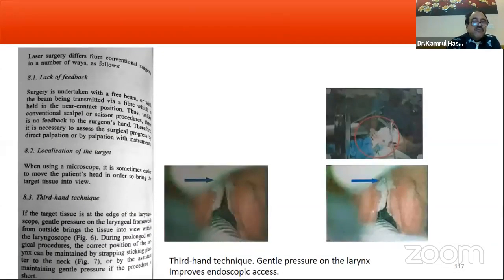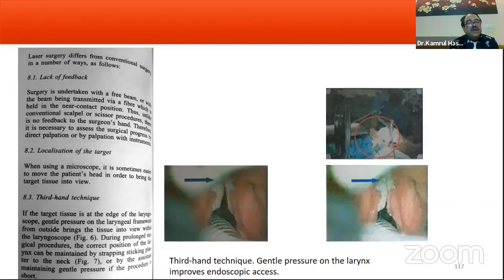Laser surgery differs from conventional surgery. How? There is a lack of feedback. Surgery is undertaken with a free beam or with the beam transmitted via a fiber held in near contact position, where the surgeon uses the third hand. So how can he feel the depth of invasion in malignancy? An experienced surgeon, by using the sucker tube, can understand how much invasion there is.